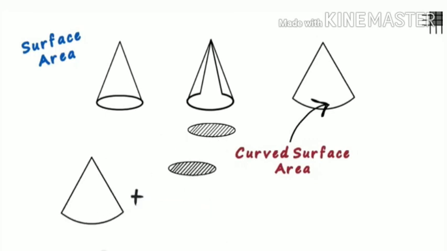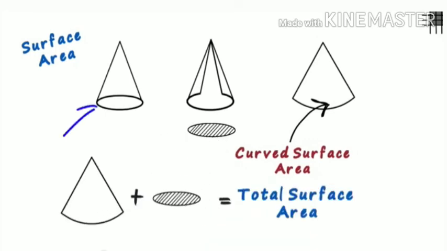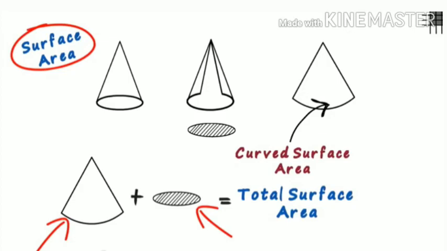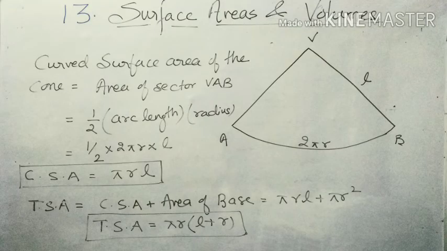Now to get the total area, we will add this CSA to the base. Thus, we will get the total surface area. Curved surface area of the cone is actually the area of the sector VAB, which is equal to half into arc length into radius. So it is equal to half into 2 pi r into L, so pi r L. Hence the area of the curved surface of the right circular cone is pi r L.